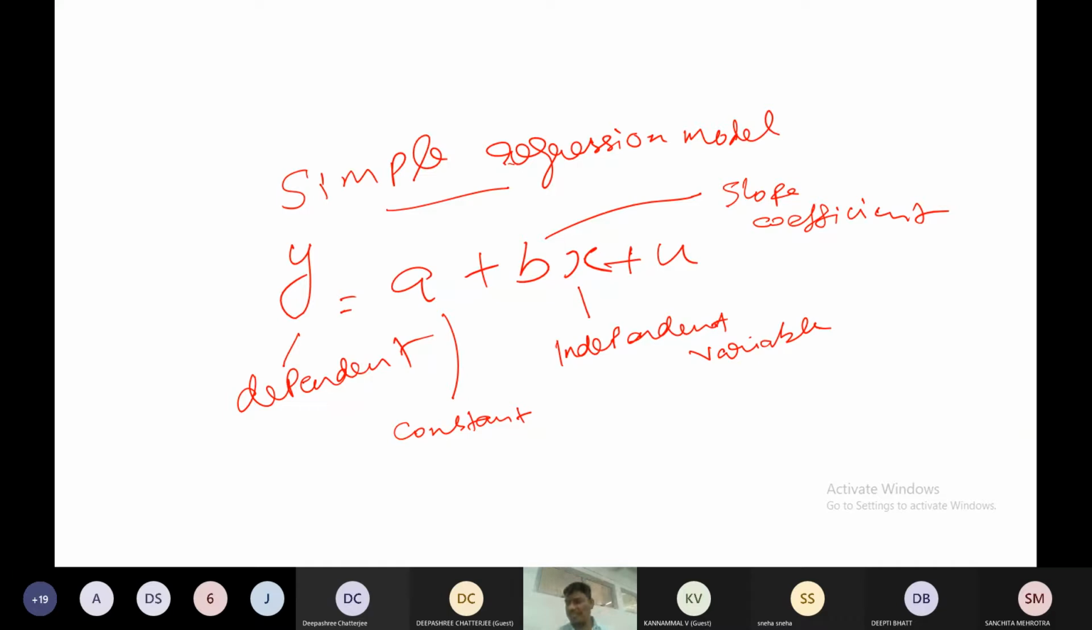What is U? U is the error component. Please make a note, U is the error component. This one I want to tell you, and please make a note: this is the error component. So what is the error component?